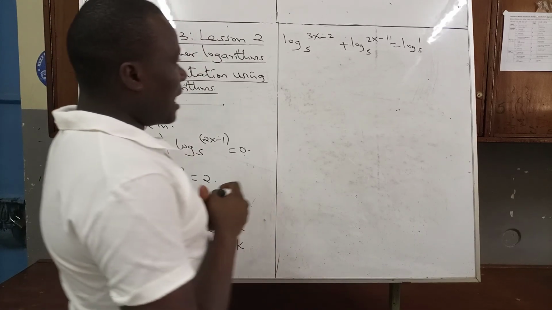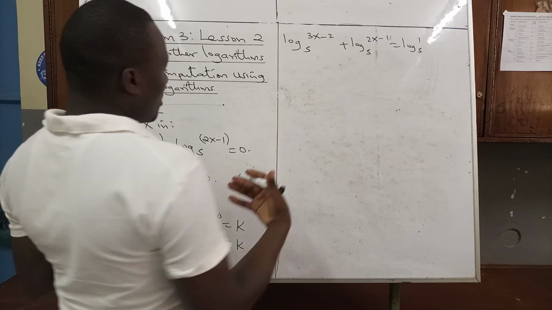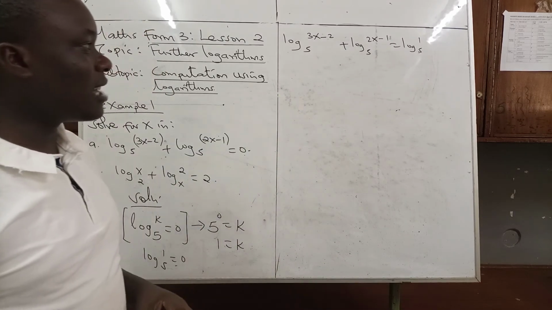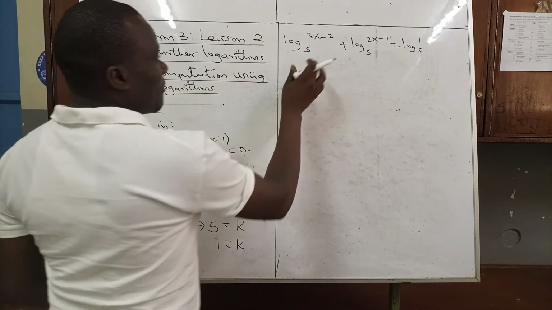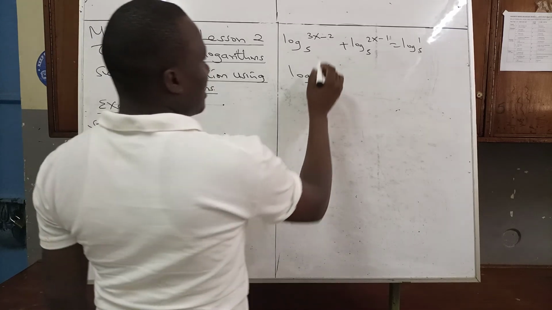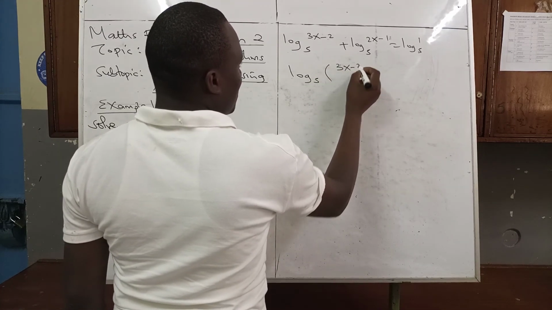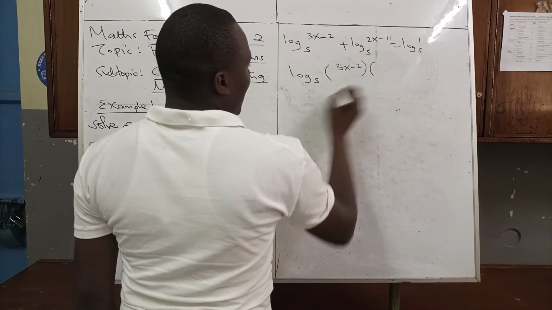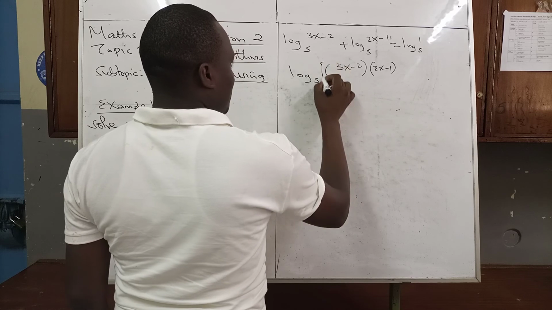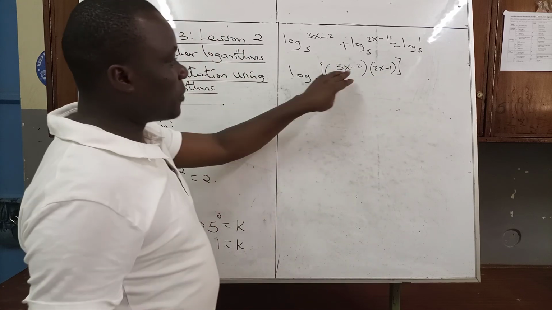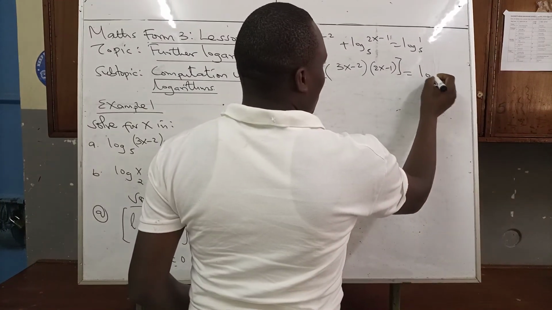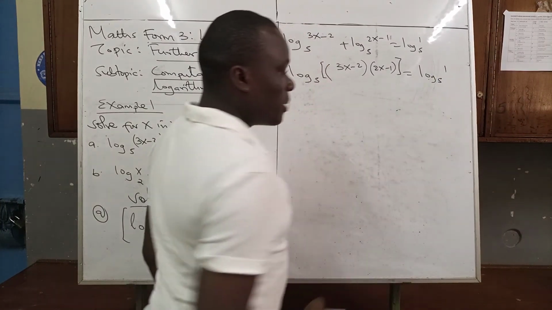Now, once we have done that, from the basic knowledge that I gave you, where we have a positive sign, we will change that one to become a times by factoring log 5 outside. Then we open the bracket and say we have 3x minus 2 times 2x minus 1. I'm multiplying the 2 because of the sign, which is addition. Then we say this one is equals to log 1 into base 5.